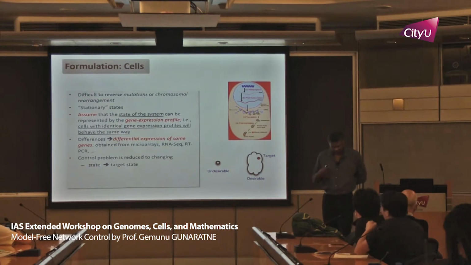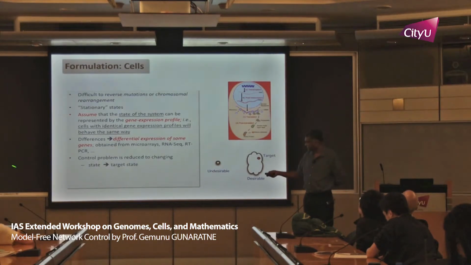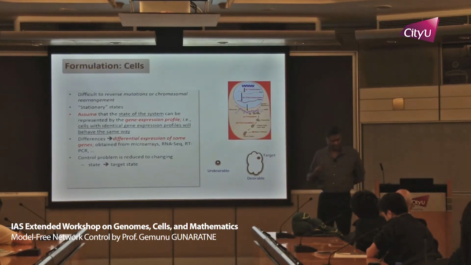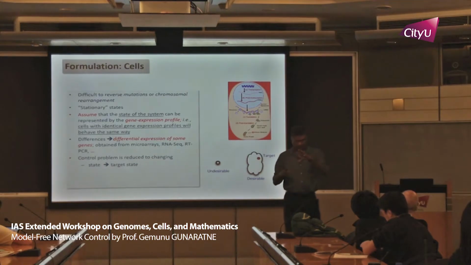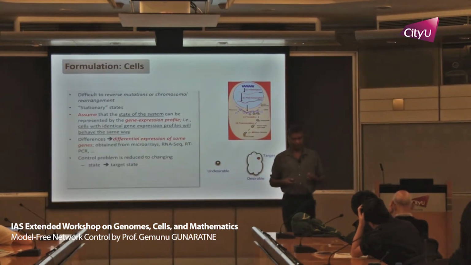So the control problem that I talked about then reduces to changing the state of the system, the defective state, either the addicted state or the cancerous state, to a target state, which I know because I know what the non-addicted state is. I know what the non-cancerous state is. So I have this defective state, but I know what the target state I want to get to is. So the question then is, how do you move all of the levels of all the genes from the defective state to the target state? Can you do that?